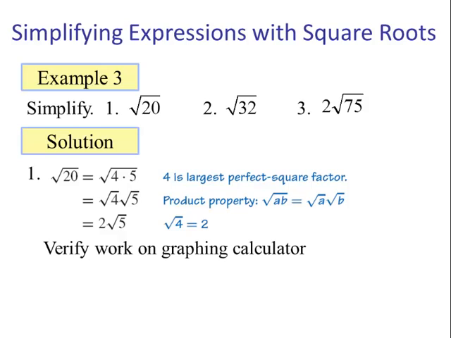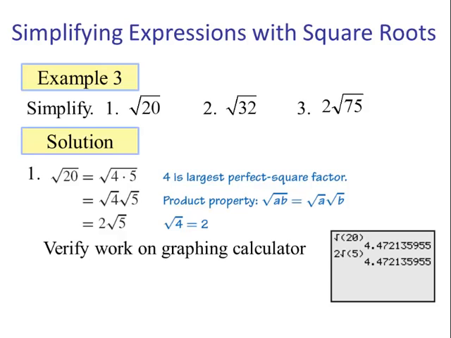To verify this using a graphing calculator, we type in the square root of 20 and we get approximately 4.47, and we take 2 times the square root of 5 and we get exactly the same answer.